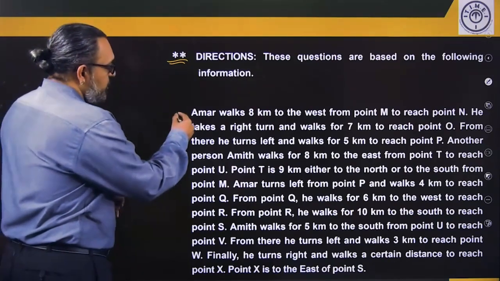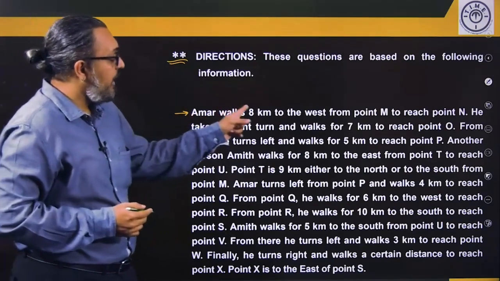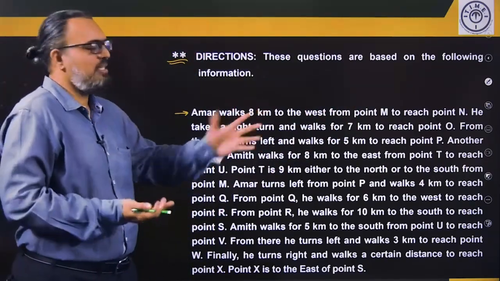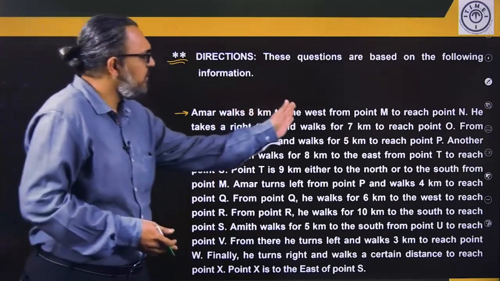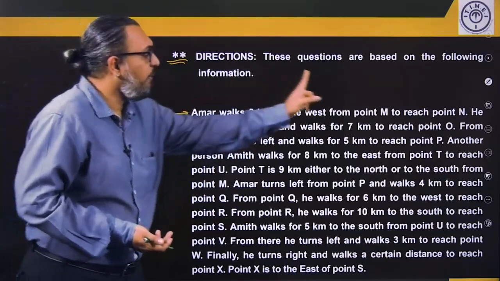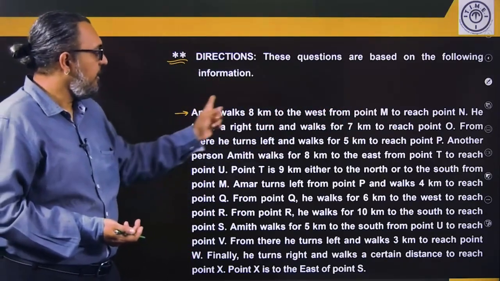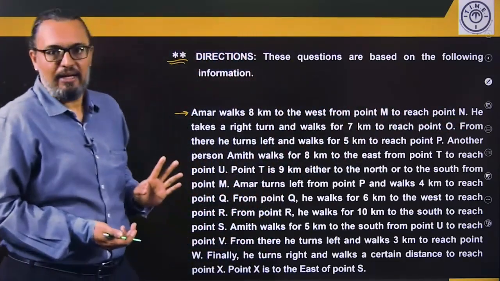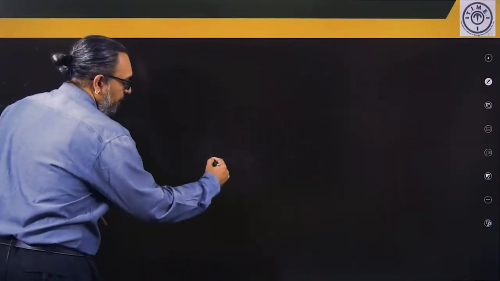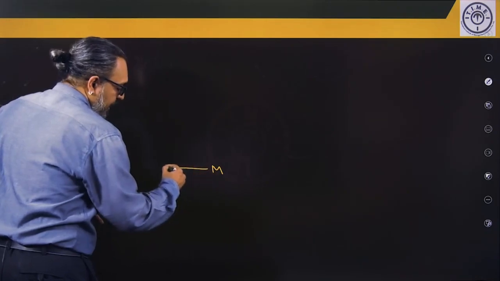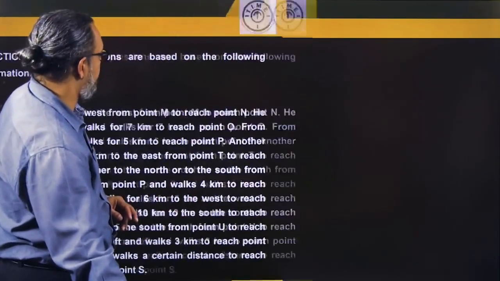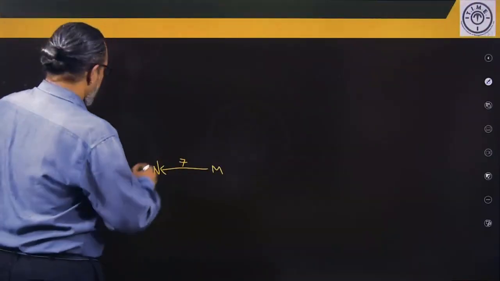Okay. Now the first one says, Amar walks 8 kilometers to the west from point M. Now a person is walking, you don't have to replace them with left, right. You can simply say west means left. Here also you can do that, that's not a problem. So west means left. From M, he is moving to the left side 8 kilometers to reach point N. Okay, so let's take that from M to N. So we have M moving left side to N at a distance of 7 kilometers. Sorry, 8, my bad.